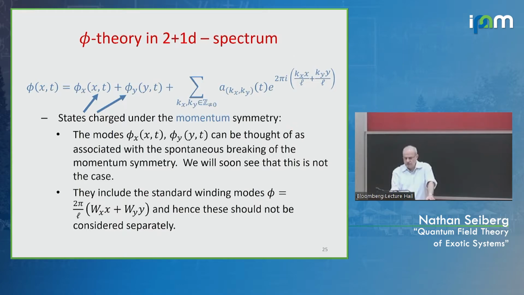So it looks like this momentum symmetry, this subsystem symmetry, is spontaneously broken because phi is shifted by the symmetry. However, we'll soon see that that's not the case in the quantum theory. And in the quantum theory, this subsystem symmetry is actually restored. I add here parenthetically that when we studied the compact boson on Monday, we also considered the mode which was linear in x or linear in y. These are the standard winding modes of the compact boson. We don't have to consider them separately here because they are included in these modes.